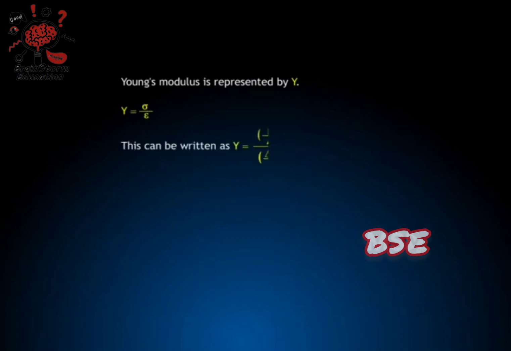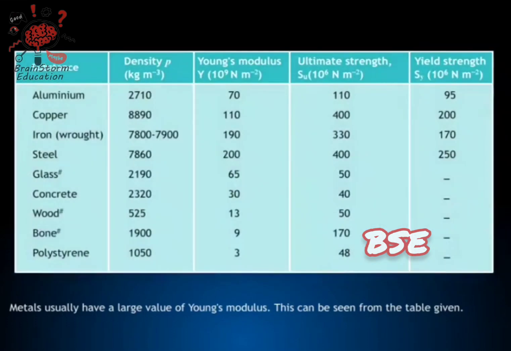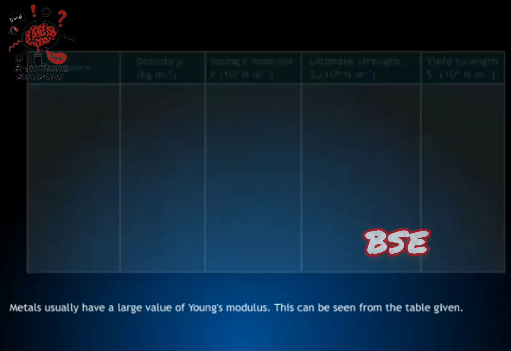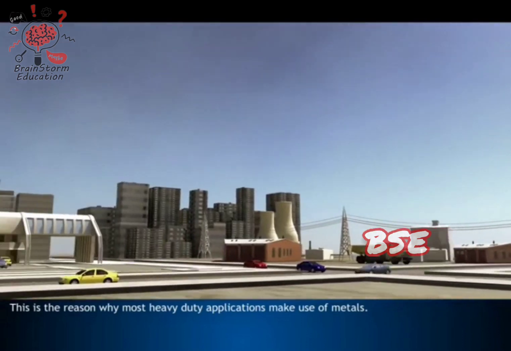This can be written as Y equals F by A by delta L by L, which equals F into L by A into delta L. Strain is a dimensionless quantity, and hence the unit of Young's modulus is the same as that of stress, that is, Pascal. Metals usually have a large value of Young's modulus. This can be seen from the table given. This is the reason why most heavy-duty applications make use of metals.